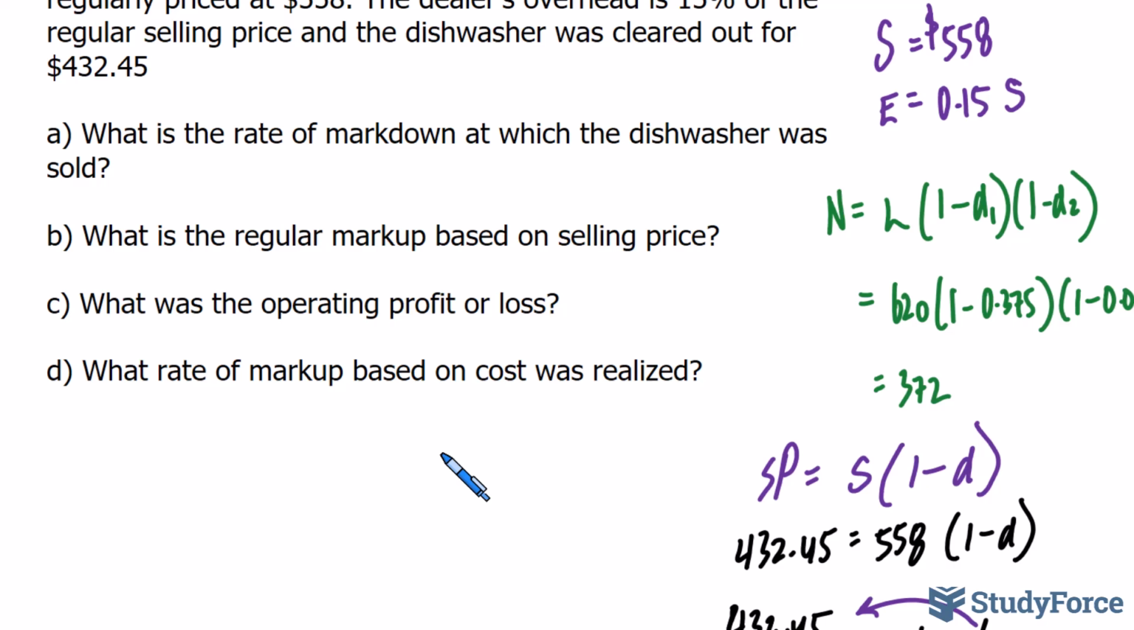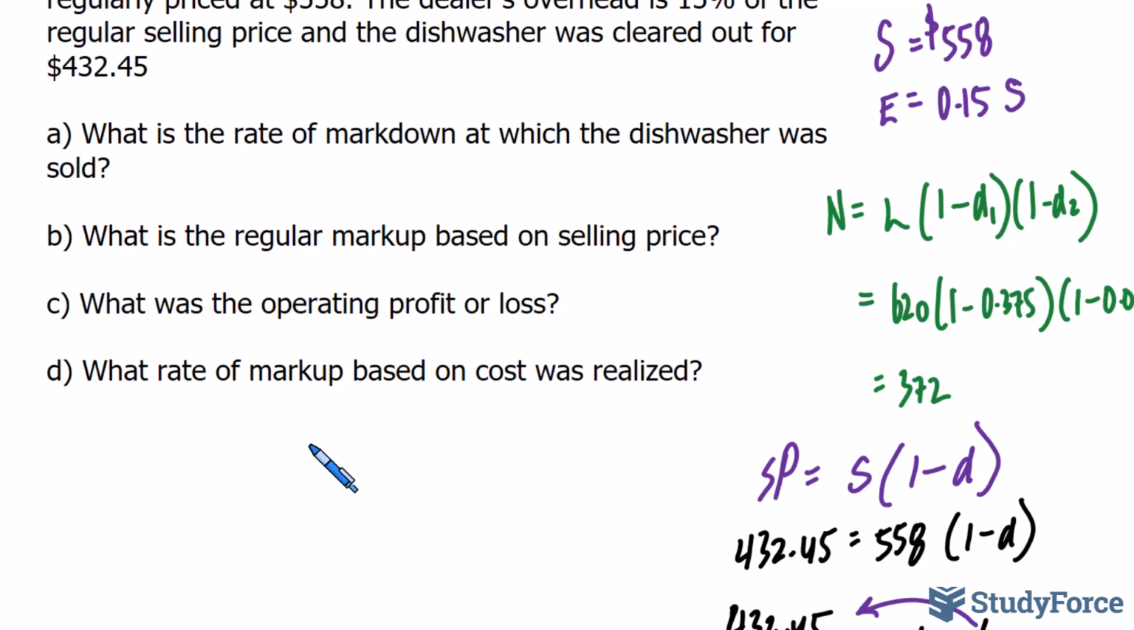What is the regular markup based on selling price? What makes this question confusing is the wording. It says regular markup based on selling price. Now, when we're basing the markup on either the selling price or the cost, usually you would also say something like the rate of markup. It is not using that word here explicitly, but you will have to interpret it as that.